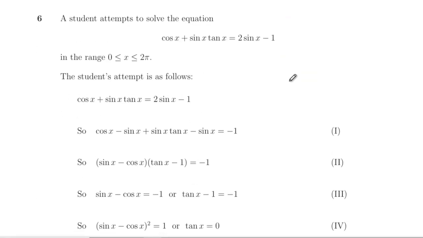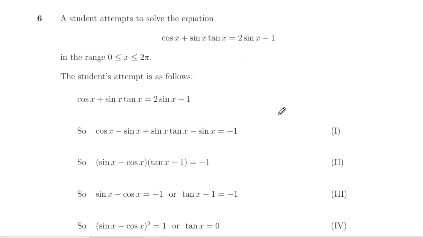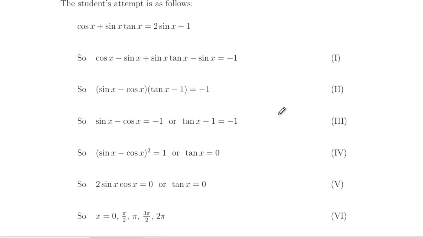Question 6. Student attempts to solve. This looks like the questions where, where have they gone wrong, if anywhere? So what's he ended up with? 0, pi over 2, pi, 3 pi over 2. Well, that's no good, because if you put 0 in, you get 1 plus 0 is 0 minus 1. So he's got it wrong. The student's messed it up. So where have they messed it up?